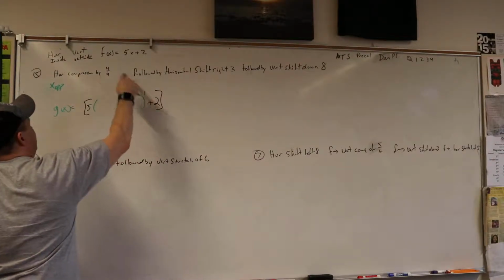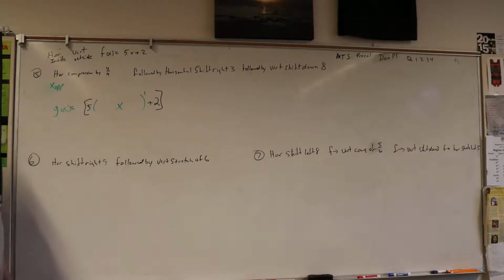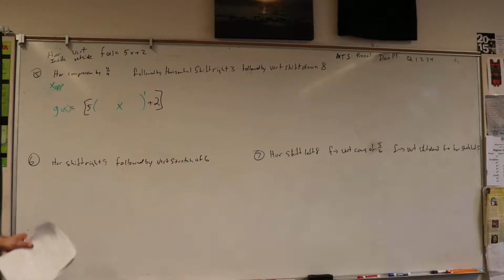So, the 1 is if it were squared. 5x squared, we would do the same thing. Does that make sense? We set it up the same way, even if this was 5x squared plus 2. Does that make sense? Okay?